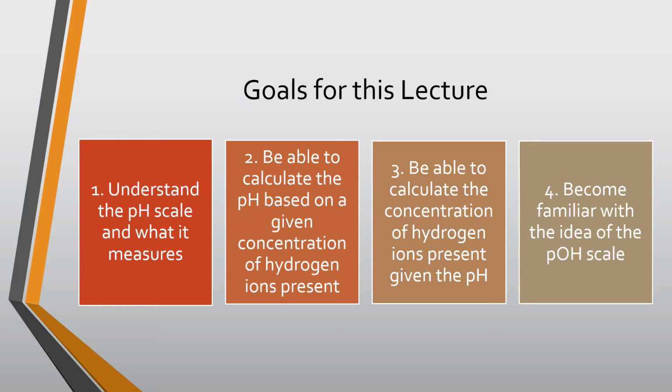Let's get started. We're going to start out today by looking at what the pH scale is and what it measures. Then we'll look at how to calculate pH based on the concentration of hydrogen ions. After that, we'll look at how to do the reverse and calculate the concentration of hydrogen ions based on the pH. Finally, we'll talk briefly about the pOH scale.